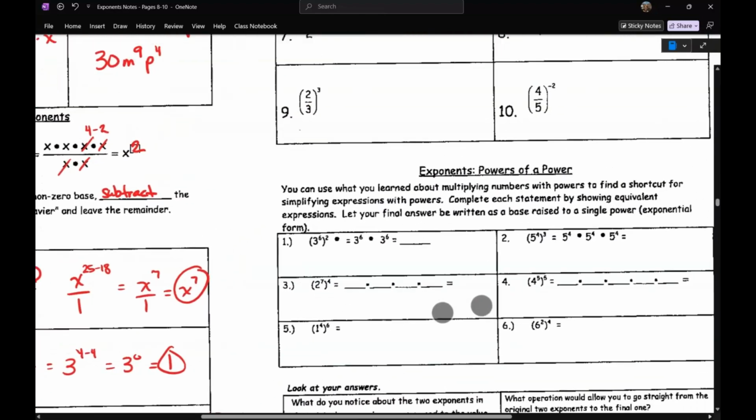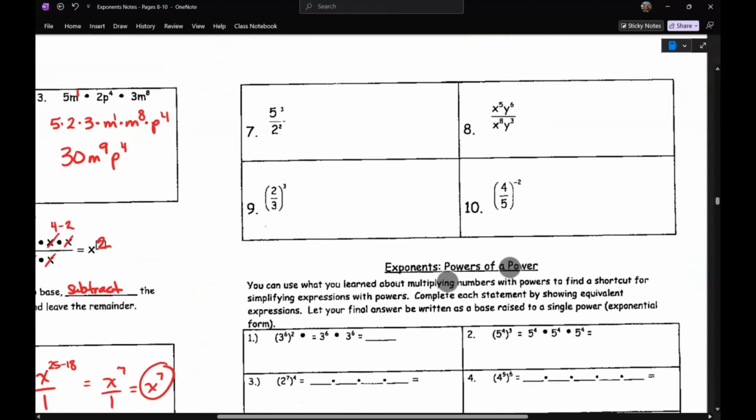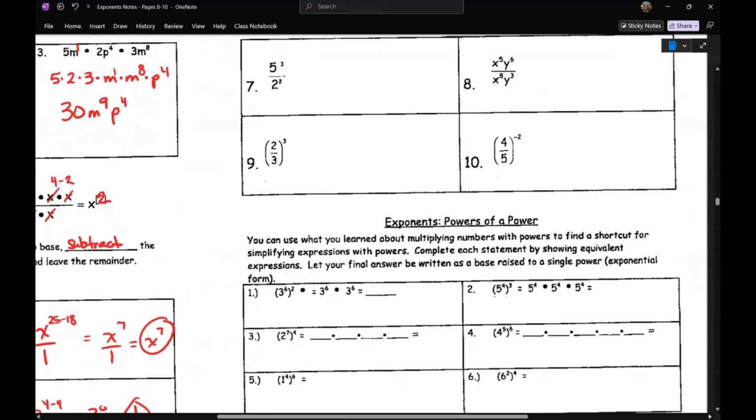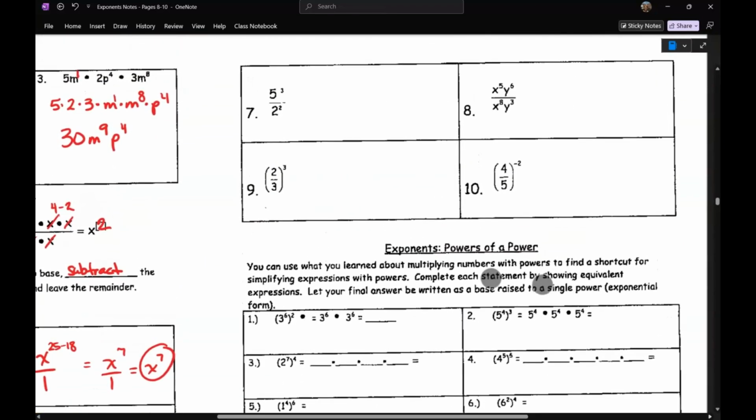All right. We're going to do this last little section, and then we'll be done for today. So number 7, 5 to the 3rd over 2 squared. We have to evaluate that completely. So 5 to the 3rd.